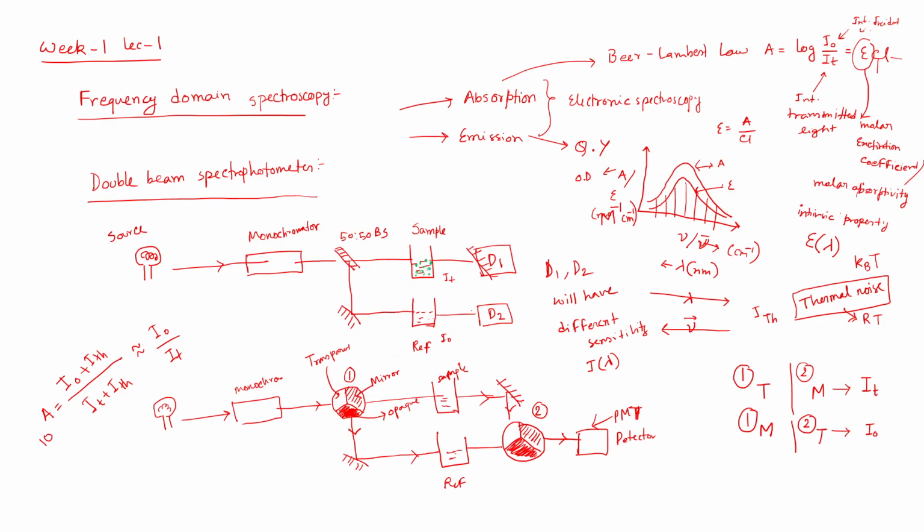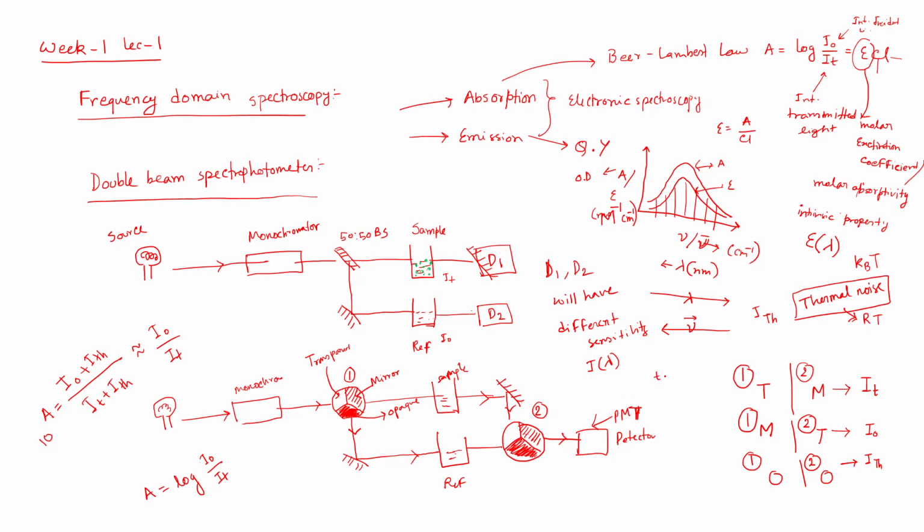So to get away from this problem, when the first wheel is in the opaque part, the second is also synchronized to be in the opaque part. So no light will go through, and at that time we get the I thermal, and that will be deducted from there, and we will actually get a proper absorbance, what we want to get, that is I0 by IT. And I told you this wheel will rotate very fast.